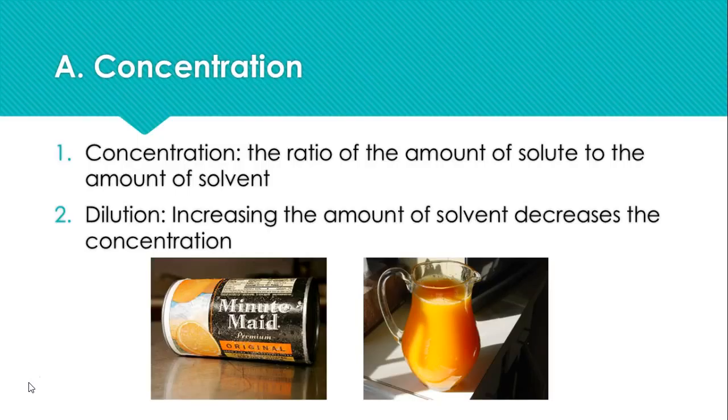You can dilute that by adding more solvent, and so something that's dilute has a little bit of solute and a lot of solvent. And what is dilution? Dilution is increasing the amount of solvent to decrease the concentration. So if I'm making orange juice from concentrated orange juice, to water it down, I would add water. So that would be diluting it, making my orange juice that I can drink.